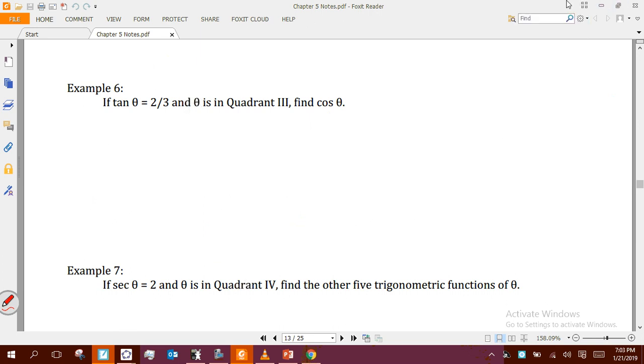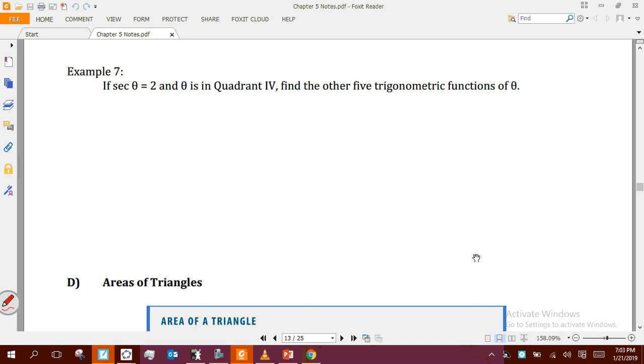Example 7 here: if secant of theta equals 2 and theta is in quadrant 4, find the other 5 trigonometric functions of theta. All right, well, secant, a couple ways of doing this. When I see secant, guys, I don't like dealing with secant. When they tell me secant of theta is 2, they are at the exact same time telling me the cosine of theta is the reciprocal of 2, which is 1/2. They're telling me theta resides in the fourth quadrant.